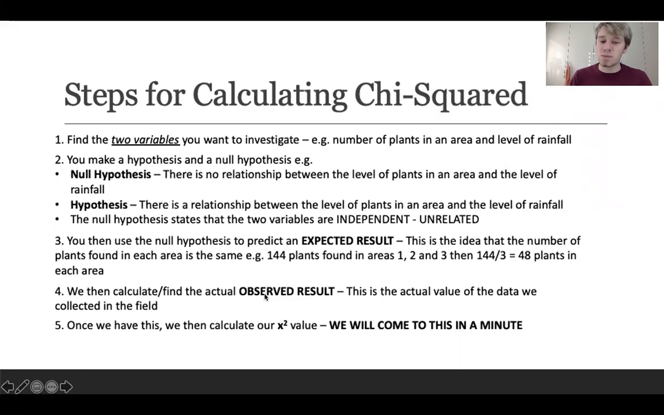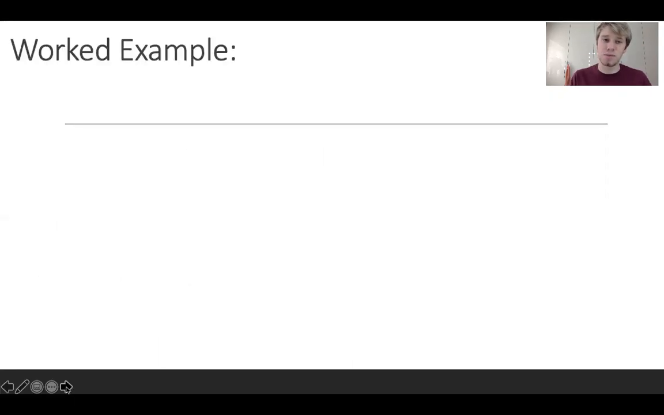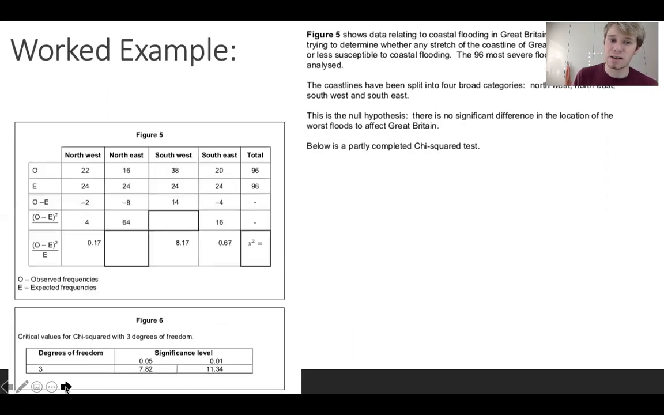Then we calculate the observed result. This is the data that we actually collect when we're out in the field doing field work or in the question that they give you. And then once you have all that, we calculate x squared, and we'll come to that in a minute once we start the worked example, which I've now given you here.